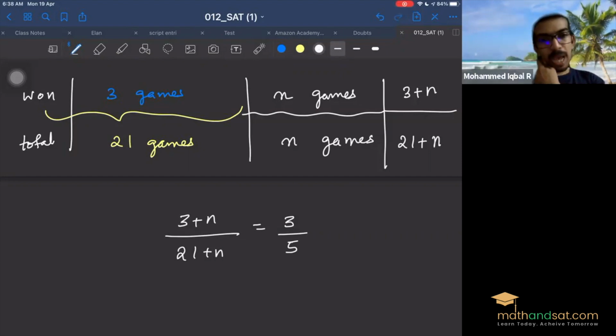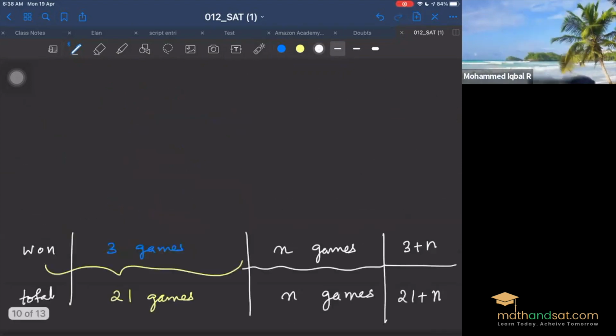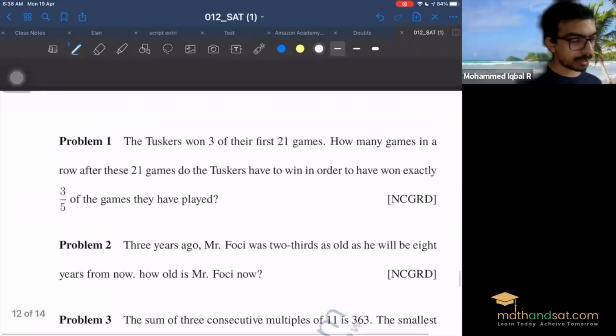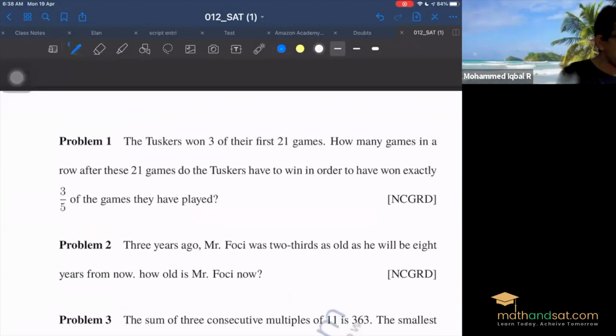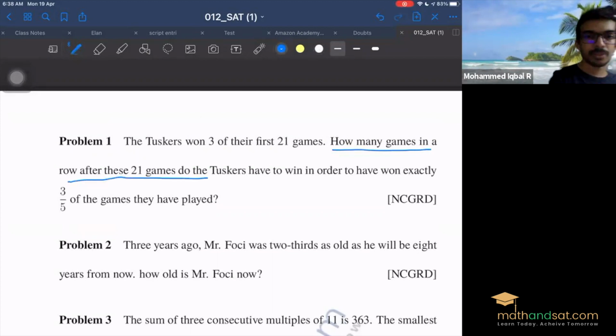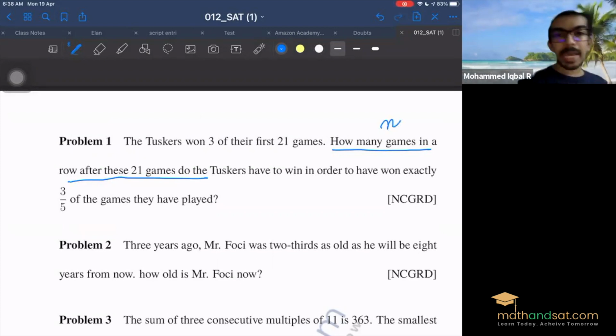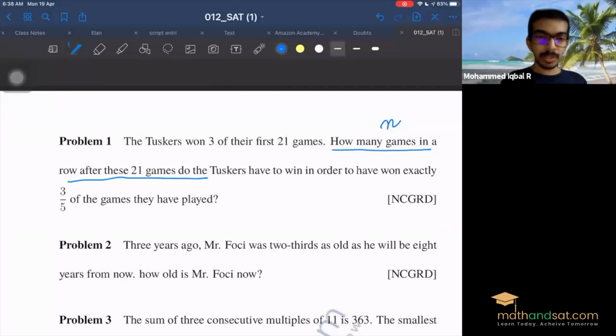Why do we have to add n? See, the question clearly says currently they have played 21 games. Now the question talks about how many games in a row after these 21 games. So they are going to play n more games. Okay, current situation is this. They played only 21 games and they won 3 out of the 21 games. Now they're going to play further n more games, and they're going to win all of these.